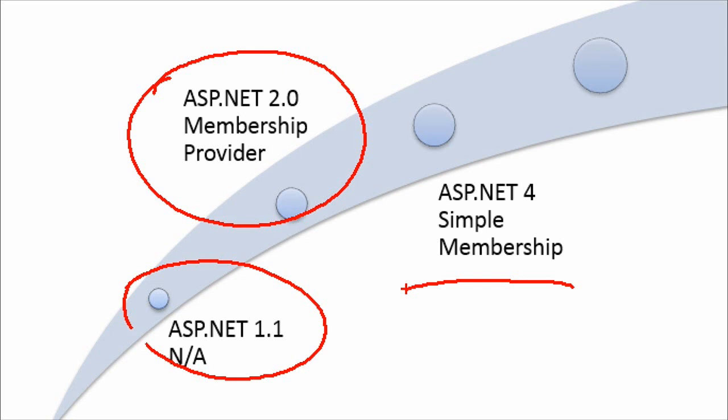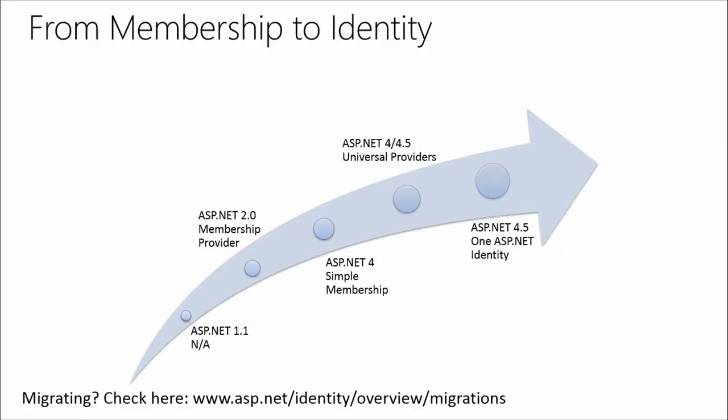So then with ASP.NET MVC 4, we got simple membership. And simple membership was indeed simple, and it did support things like social login. But it wasn't very extensible, it wasn't unit testable, it was too simple. And so now it's time to go beyond that, and we really made a lot of effort with this new release to do one ASP.NET identity system.